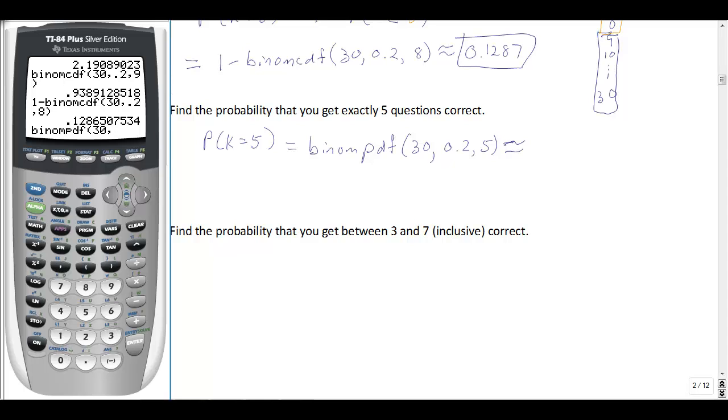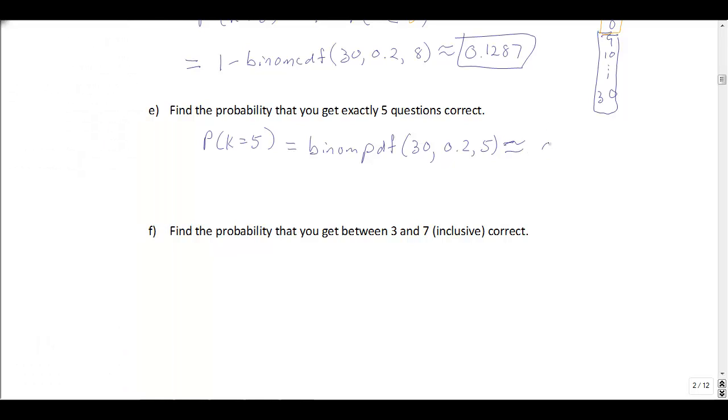30, probability of success is 0.2, looking for exactly 5, something like 0.1723, if that last 2 would round to a 3. So I get 0.1723. So there's my answer there.